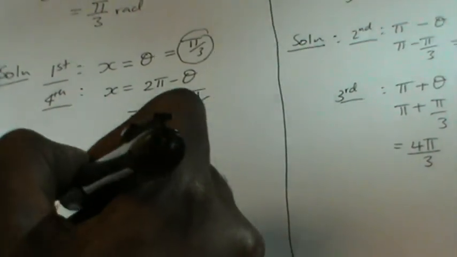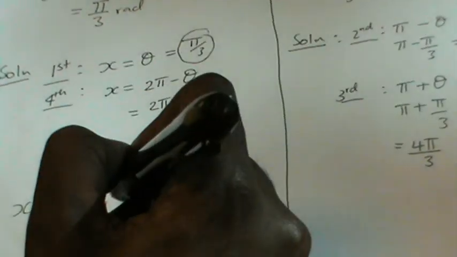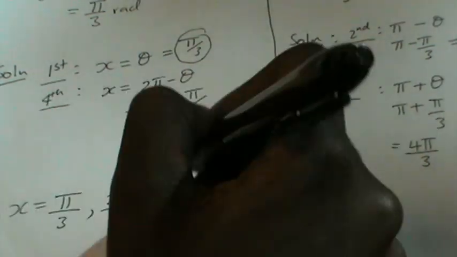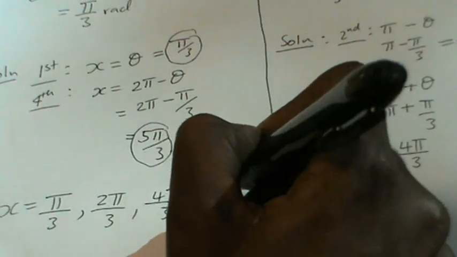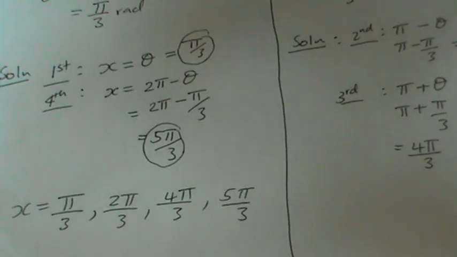Okay, so the smallest one is pi over 3. And then the next one is 2 pi over 3. And then I have 4 pi over 3. And then I have 5 pi over 3. And then just like that, I am done. Very simple.